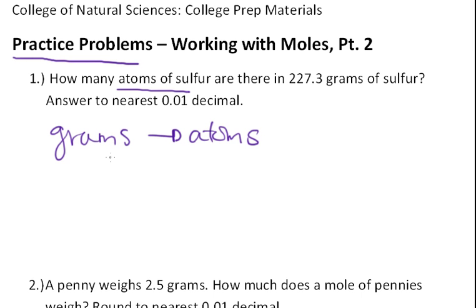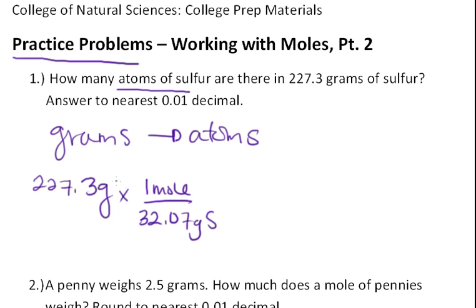What you want to do is start with what they've given you, which is 227.3 grams. And so you know that we need to get rid of grams, and you can do that by using the atomic weight of sulfur. And if you divide by that, that'd be 1 mole over 32.07 grams of sulfur. Grams cancel. And then now we need to get rid of moles.